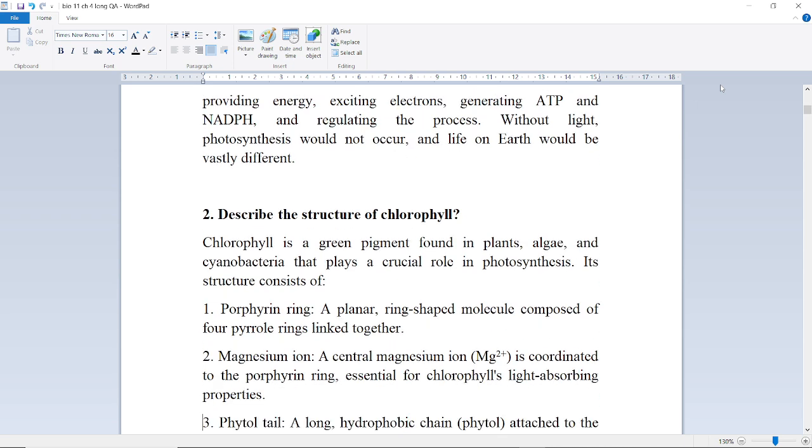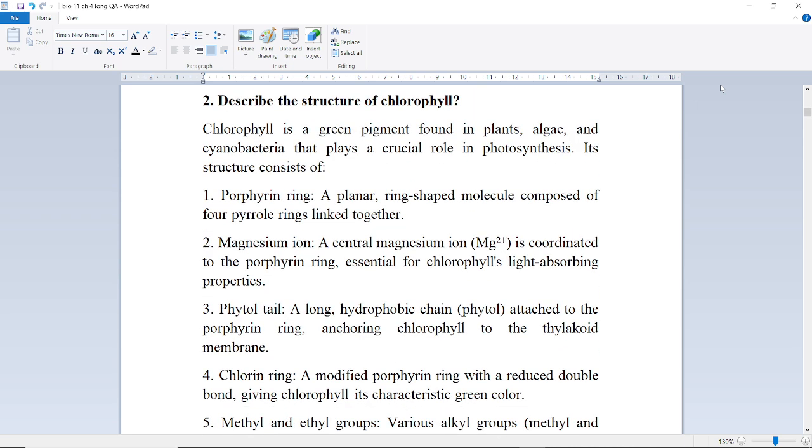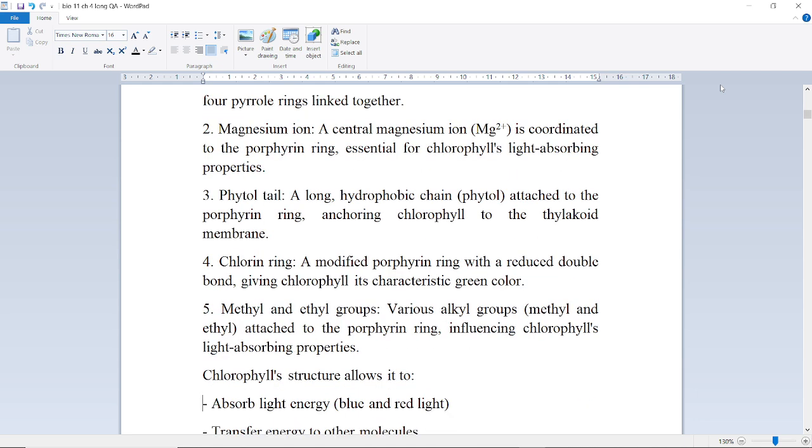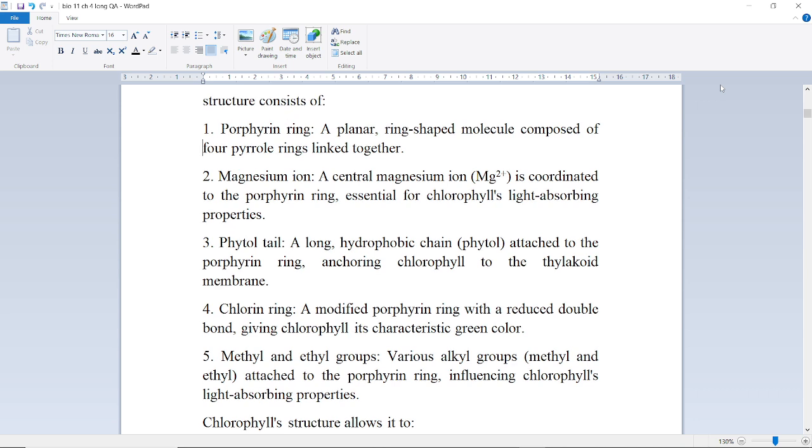Next question is, describe the structure of chlorophyll. Chlorophyll is a green pigment found in plants, algae and cyanobacteria that plays a crucial role in photosynthesis. The structure consists of a porphyrin ring, a planar ring-shaped molecule composed of four pyrrole rings linked together.